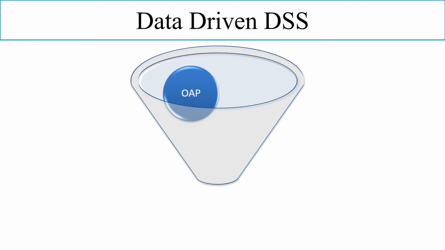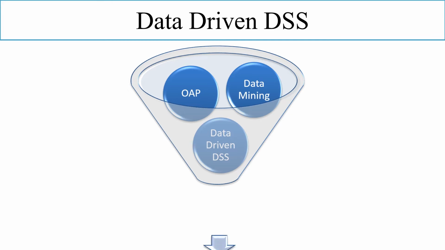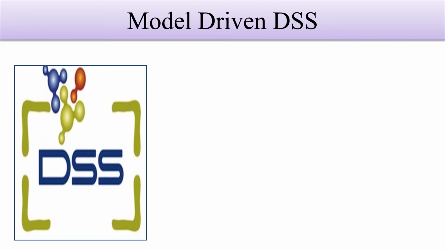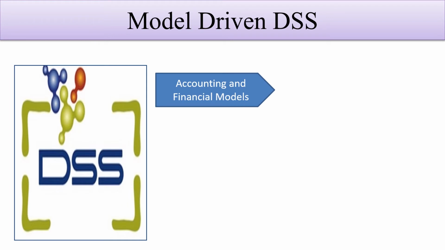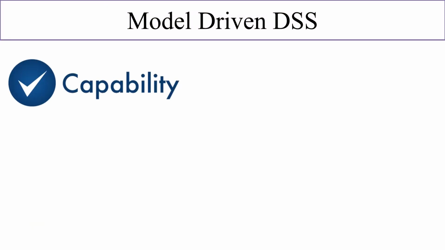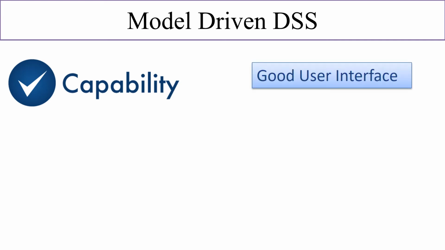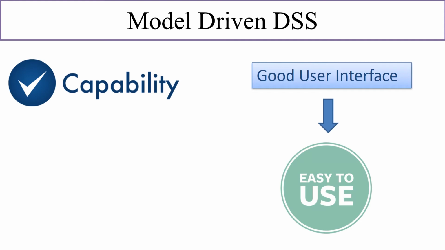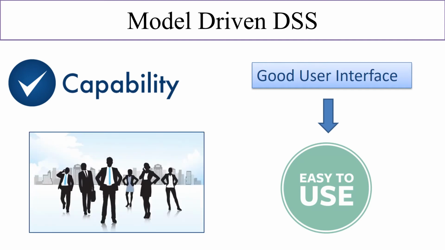Techniques like online analytical processing and data mining, when used along with data-driven DSS, provide a high level of functionality and decision support. Model-driven DSS. This type is helpful for systems which use various models like accounting and financial, marketing, statistical, and optimization. The capability of this type of DSS is increased when the model is used along with a good user interface, and this makes the system easy to use. This model is useful for managers to solve various problems.